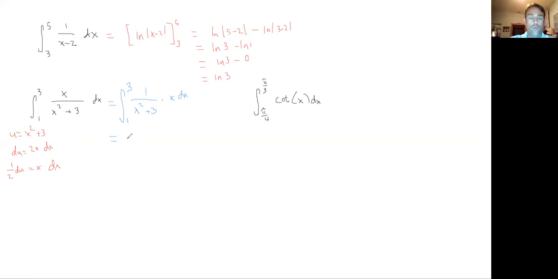So here we go. There's my u, here's my 1/2 du. Now remember, if I'm going to do a u substitution, I have to change my bounds as well. That means I need to figure out what u of 1 and u of 3 would be. 1 squared plus 3 would be 4, so this just became 4. And u of 3 would be 3 squared plus 3, which makes that 12.